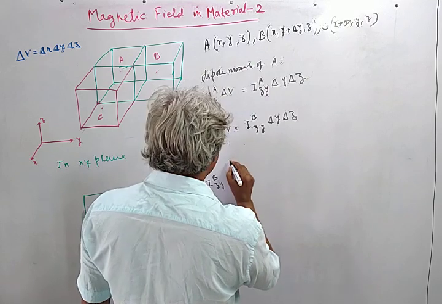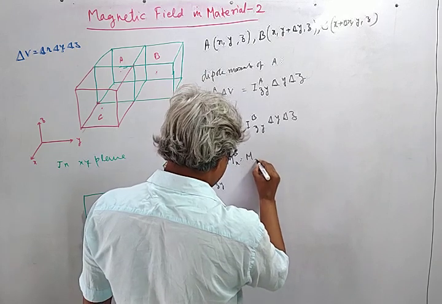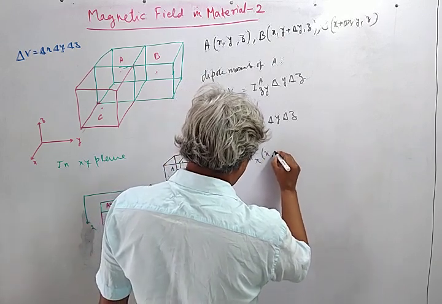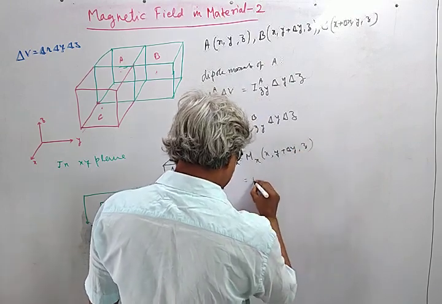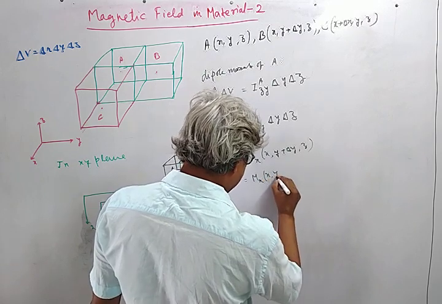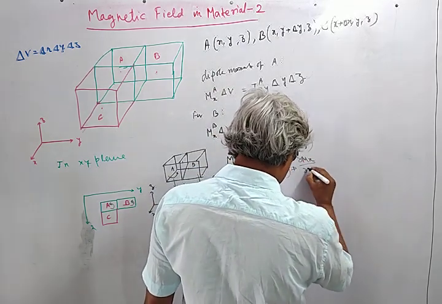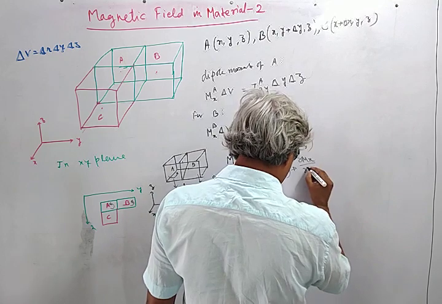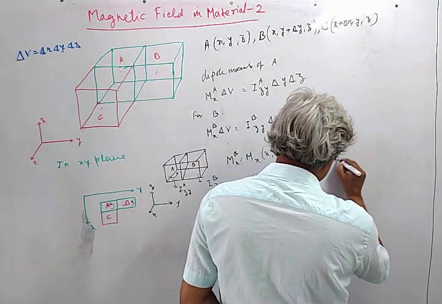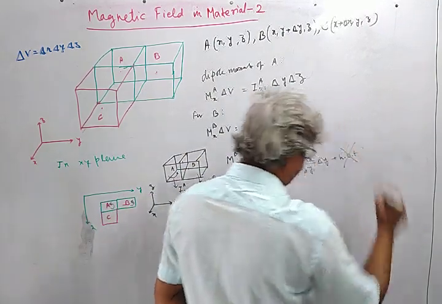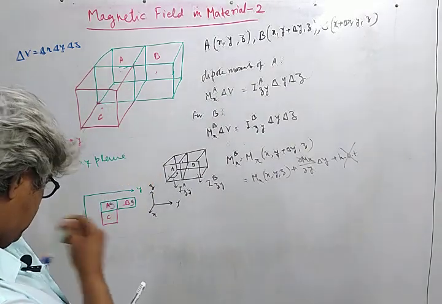So to say, m_x at B is equal to m_x at (x, y + delta y, z). This can be written as m_x at (x, y, z) plus (delta m_x / delta y) times delta y, plus higher order terms. We are neglecting these higher order terms. So to the first approximation, this is the value of m_B.